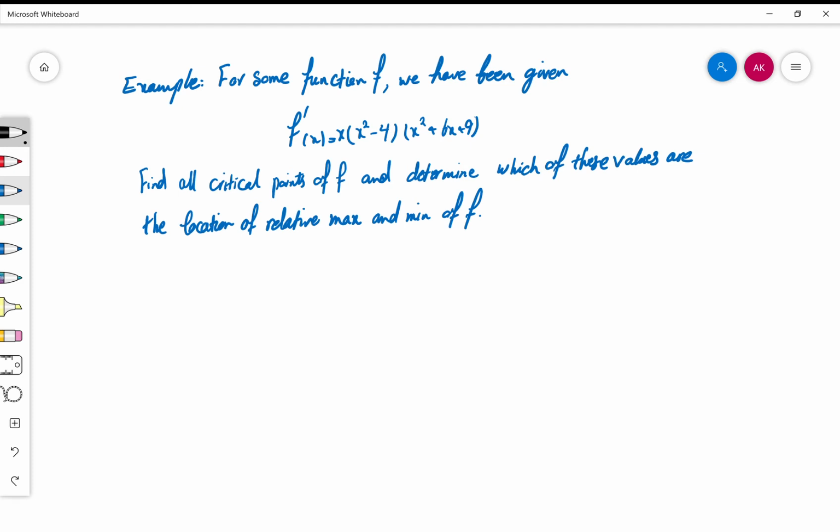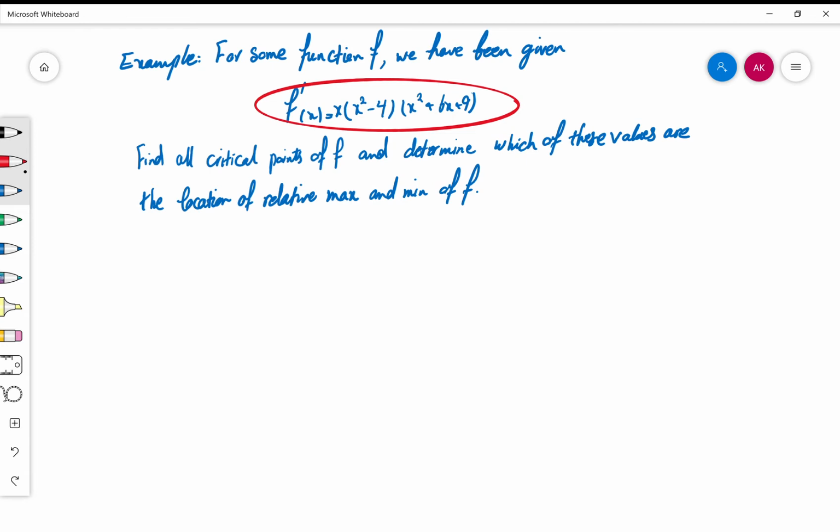Hi, in this video I will do another example for the first derivative test. The nature of the example is a little bit different, in which the function f itself we don't have, but we have been given the derivative of the function. It's this function. Then the question asks for the critical points of f and to determine which one of these give you local max or local min, relative max or min for the function.